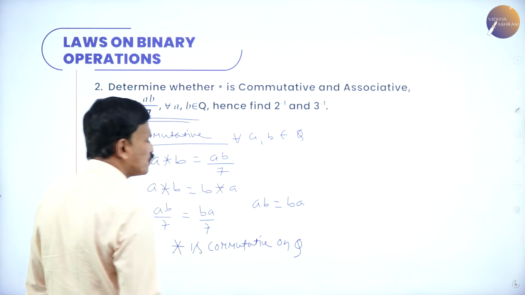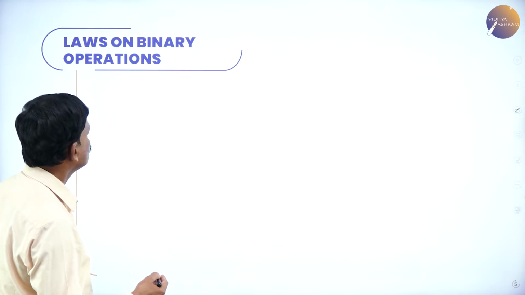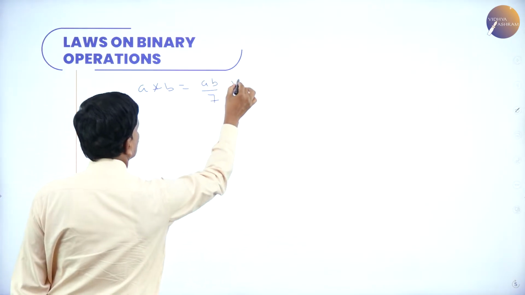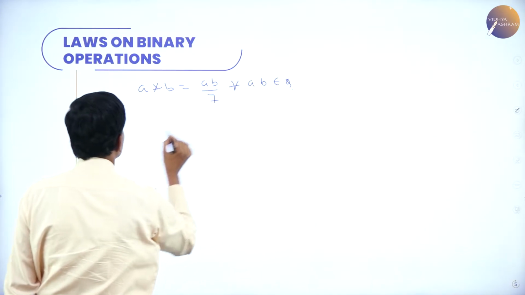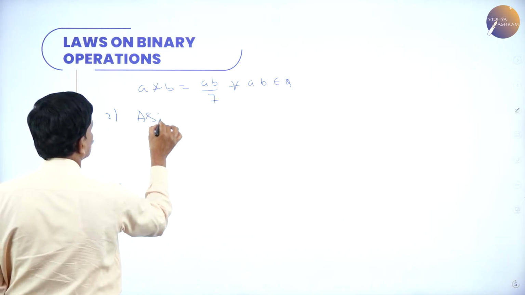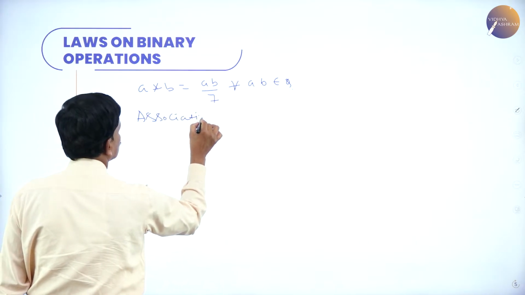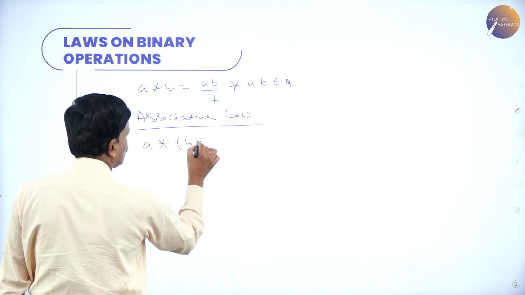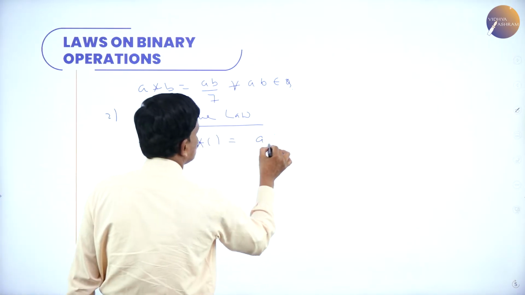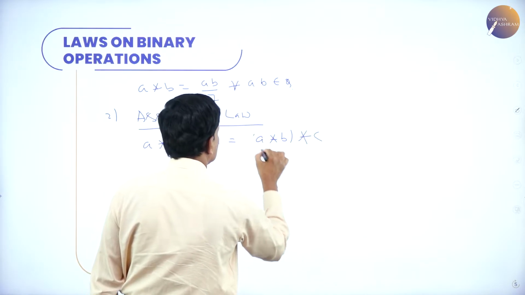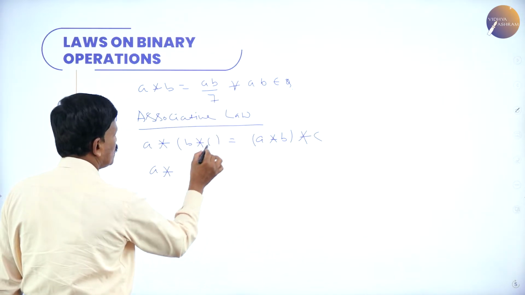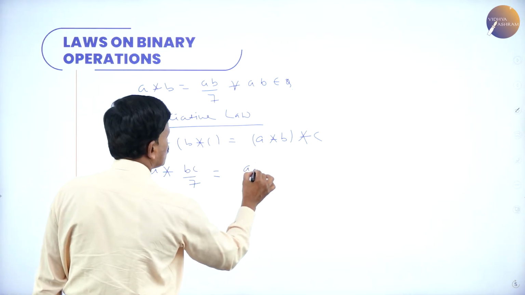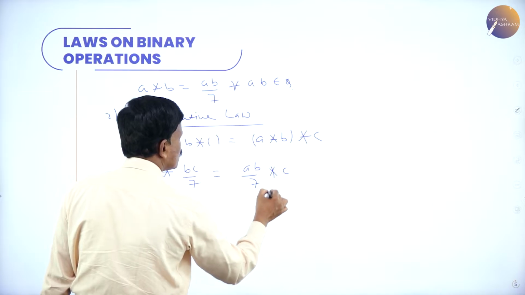Now come to the associative property. I'll go to the next page. What is given? a star b is equal to ab by 7 for all a, b belongs to Q. Now, associative law. What is the associative property? (a star b) star c can also be written as a star (b star c). Now what is b star c? b star c can be written as bc by 7. a star b is nothing but ab by 7, star c.